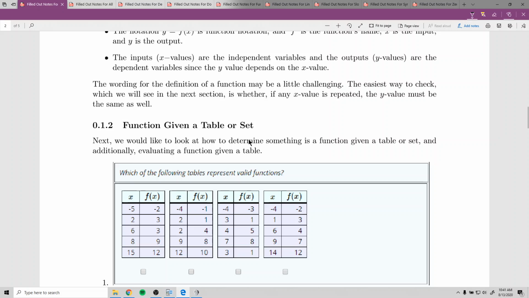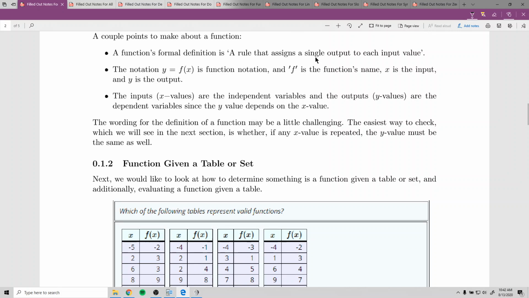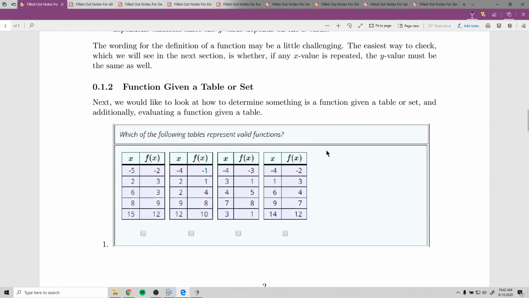So what we'll do here, we'll look at a few problems, just understanding what is a function, what does it look like. The one we're going to use the most is the formula, but we won't look at that until the end. All right, so the wording for the definition of a function may be a little challenging. The easiest way to check is whether if any x value is repeated, the y value must be the same thing. Right, so every input, every x value can only have one y value to it.